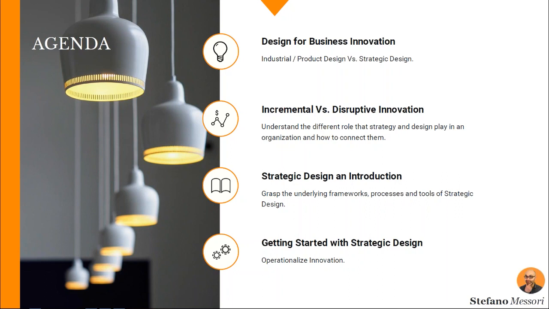What is industrial design, where does it come from, and what is strategic design? After that clarification, I want to move to a second point that is kind of an implementation of the first point. I want to explain what is incremental and what is disruptive innovation. And this dualism reflects the difference between industrial design and strategic design. After that, we are moving towards introducing the frameworks, the mindset, and the processes of strategic design.